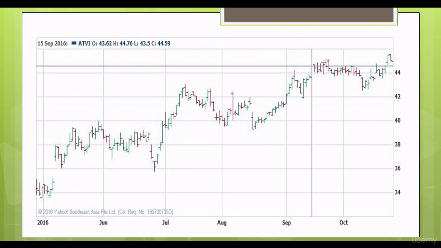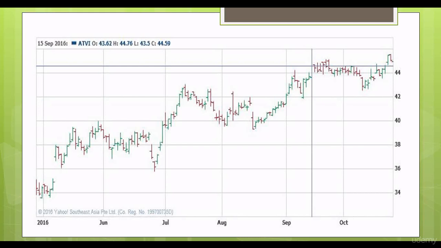Now here is an example of a bar chart. All the days in the chart are represented by bars, and just by looking at the bar chart, you can get more information from the chart compared to if you were looking at a line chart. So what do I mean? First off, you will notice that there are green bars and red bars on the bar chart. A green bar means the closing price for the day is higher than the opening price, whereas a red bar signifies that the closing price for the day is lower than the opening price.